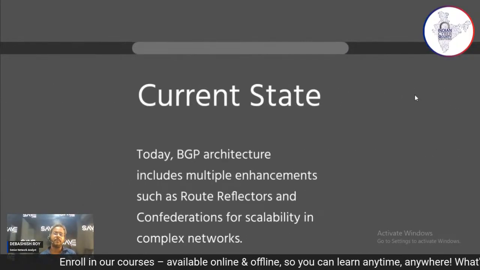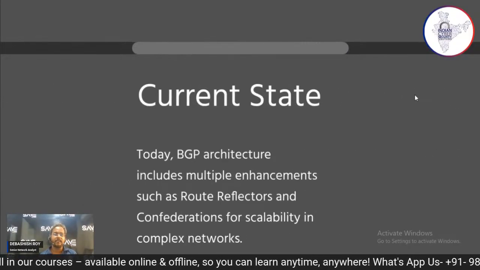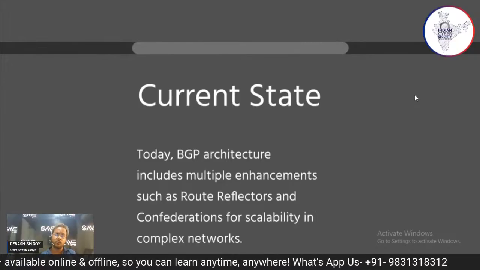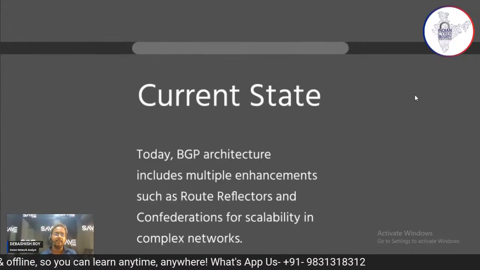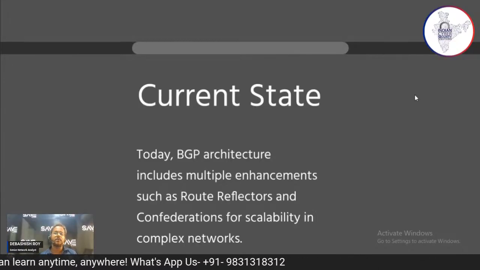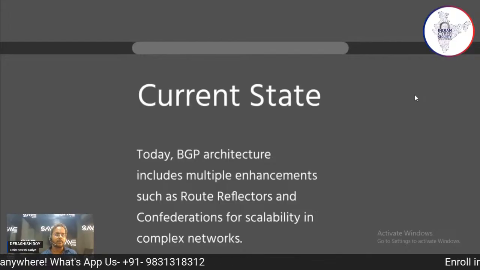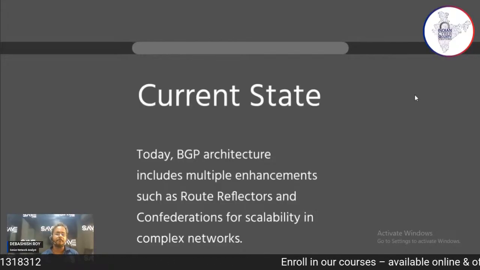Current state today: BGP architecture includes multiple enhancements such as route reflectors. That is one way to avoid the loop in IBGP, and configurations also for scalability in complex networks. So it has come a long way and it has incorporated many features here.